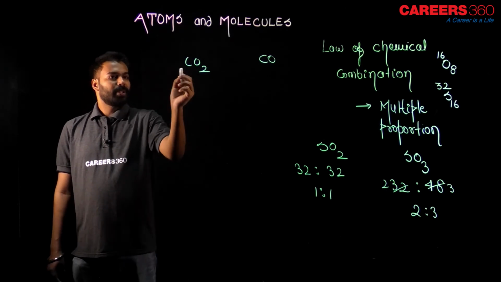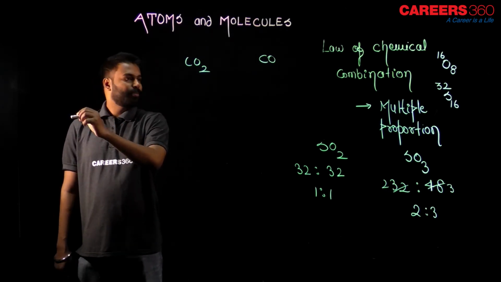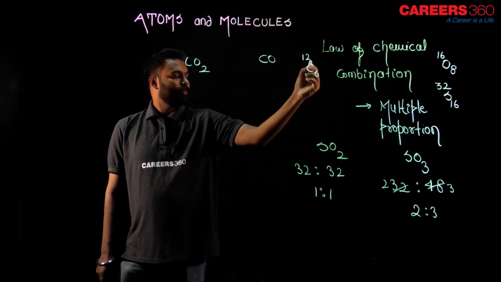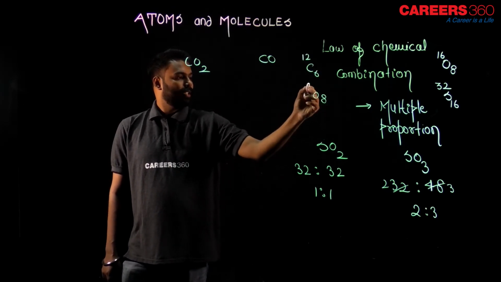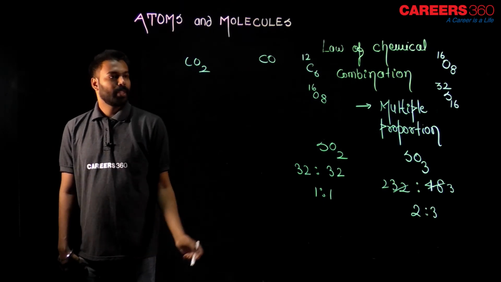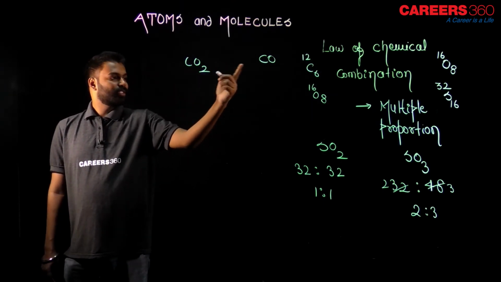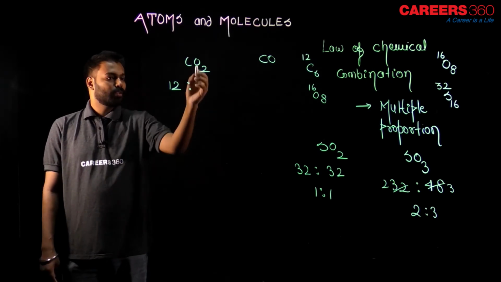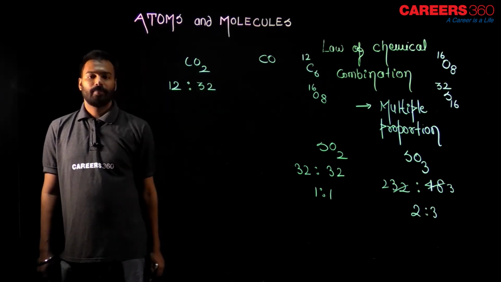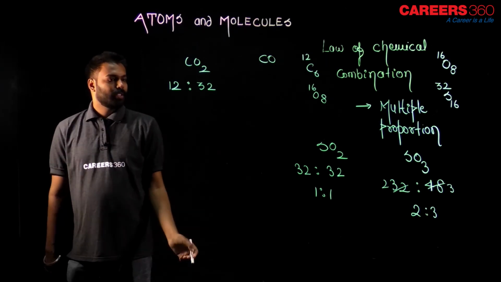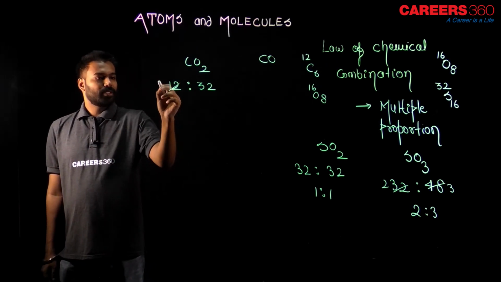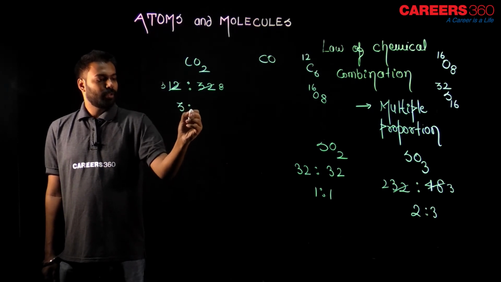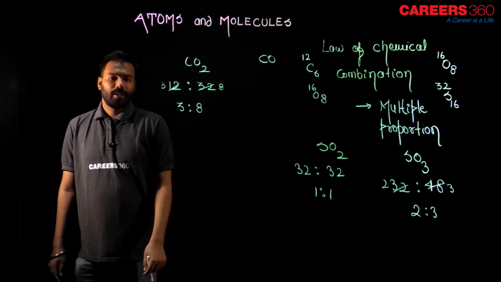Carbon has mass number 12, I am writing here, and oxygen has 16, as you already know. Now, one carbon has mass number 12 and one oxygen 16, so 2 oxygen is 32. What is the simpler form? The simpler form will be 4 3s are 12 and 4 8s are 32. So, it will be 3 is to 8.